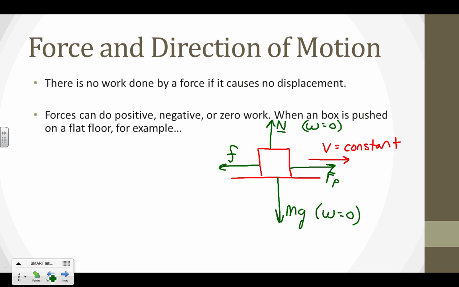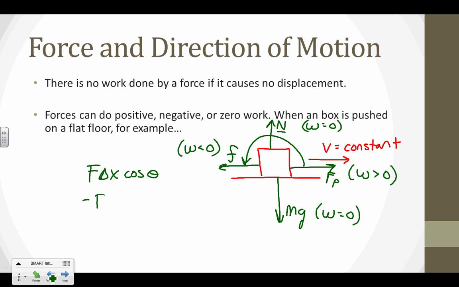Force of the push. Does it do positive, negative, or 0 work? It does positive work because it is in the same direction as the displacement. And friction? Friction would do negative work because it is in the opposite direction. And again, if you trust the equation, friction is how many degrees away from the direction of motion? 180. Cosine of 180? Negative 1. So you end up with negative F delta x for the work. So that's negative work.